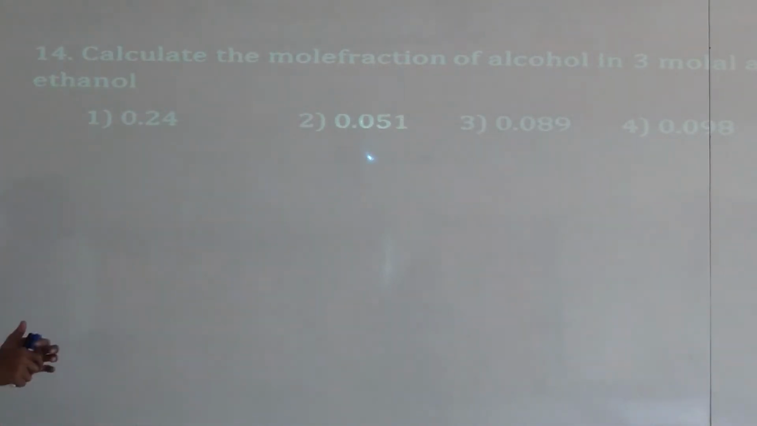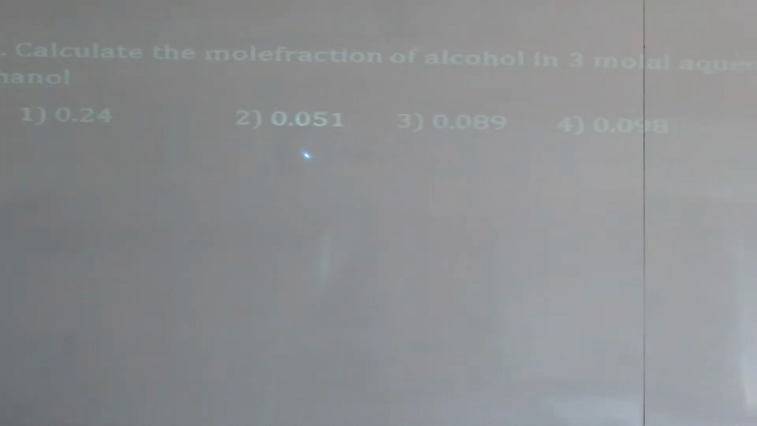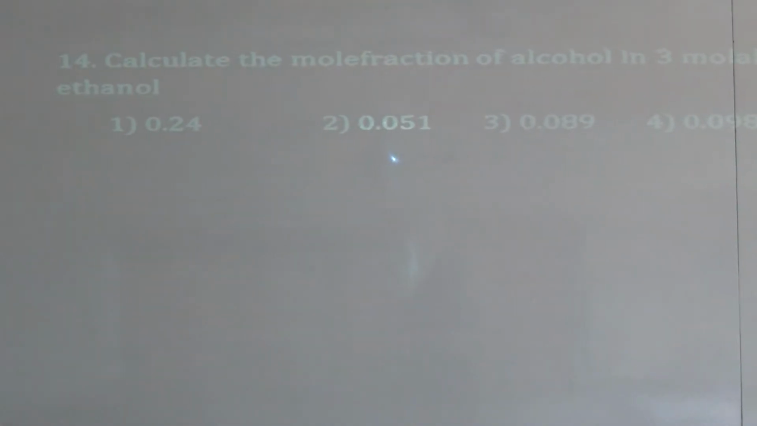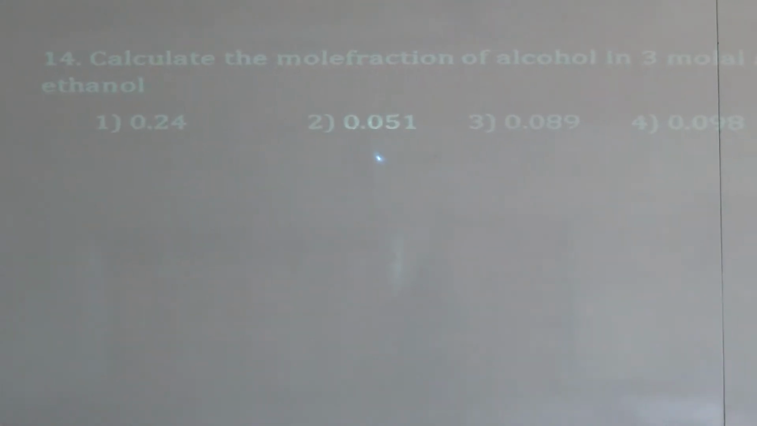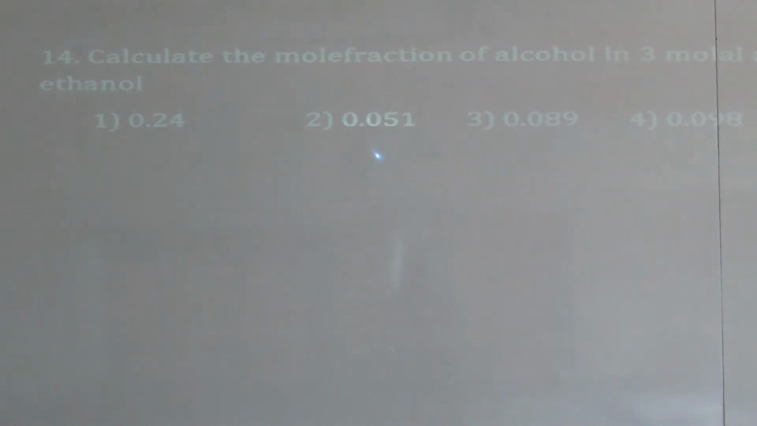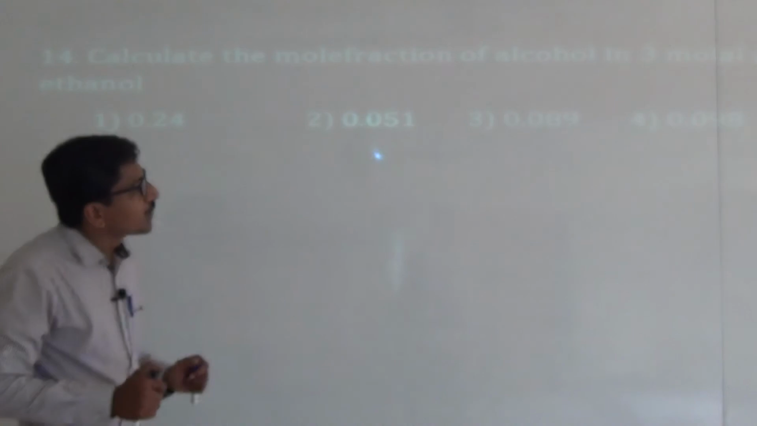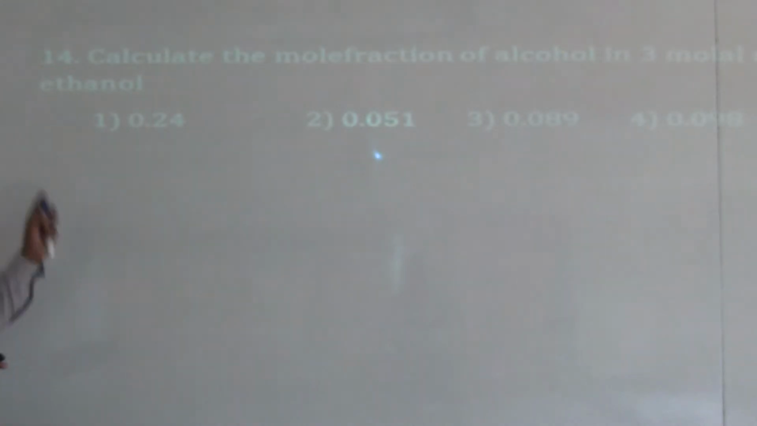Next question is, calculate the mole fraction of alcohol in 3 molar aqueous ethanol. Calculate the mole fraction of alcohol in 3 molar aqueous solution of ethanol. First option is 0.24, 0.051, 0.089 and 0.098.